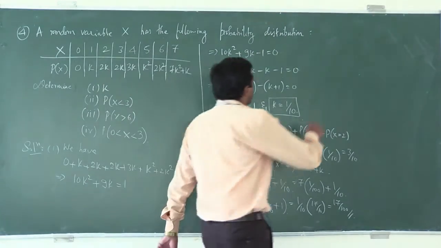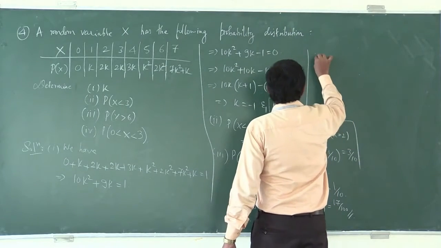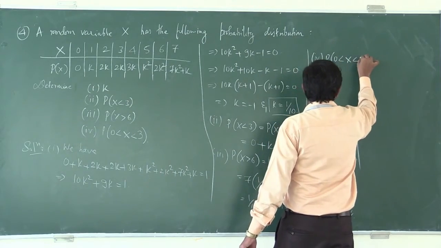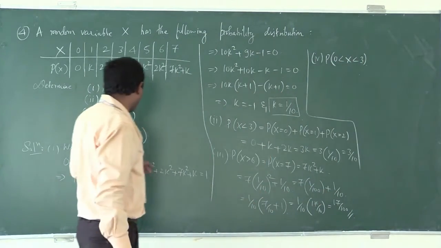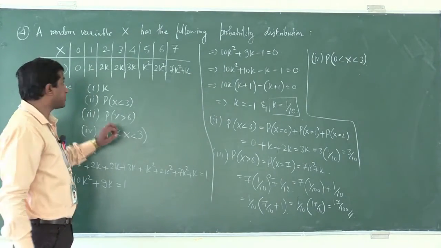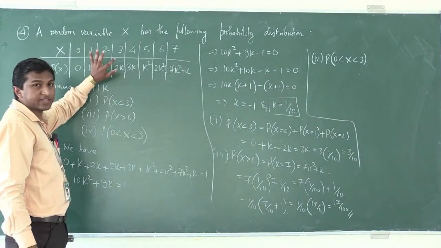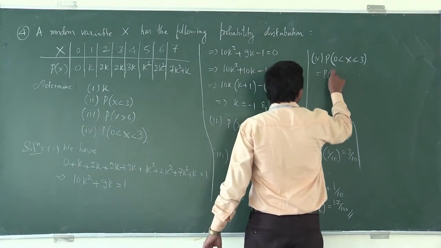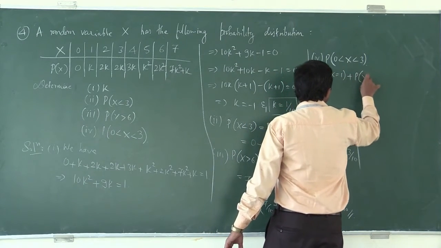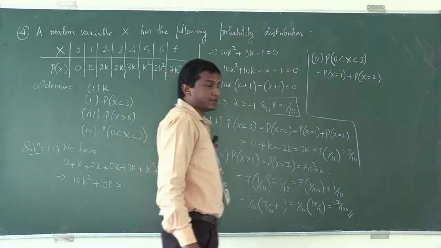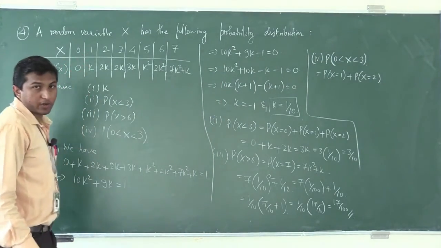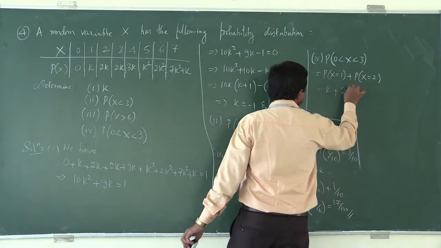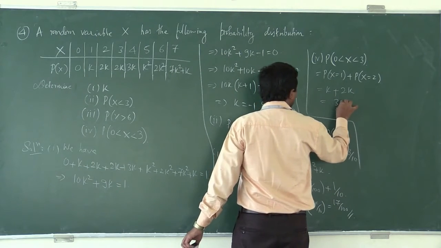Last, sub question number 4, we have p of 0 less than x less than 3. So x is in between 0 and 3. Which are the possible values in between 0 and 3? 1 and 2. So I can write this as being equal to p of x equals 1 plus p of x equals 2. So what is the probability when x equals 1? It is k, plus when x equals 2 it is 2k. K plus 2k gives us 3k.